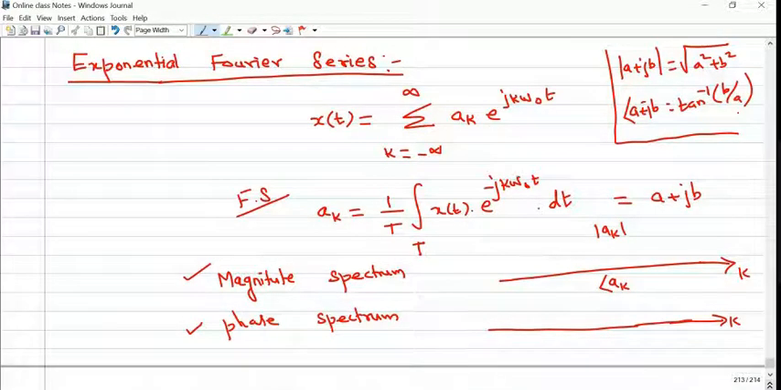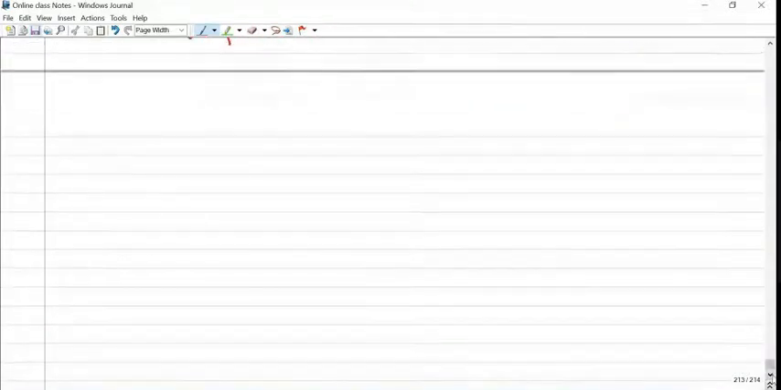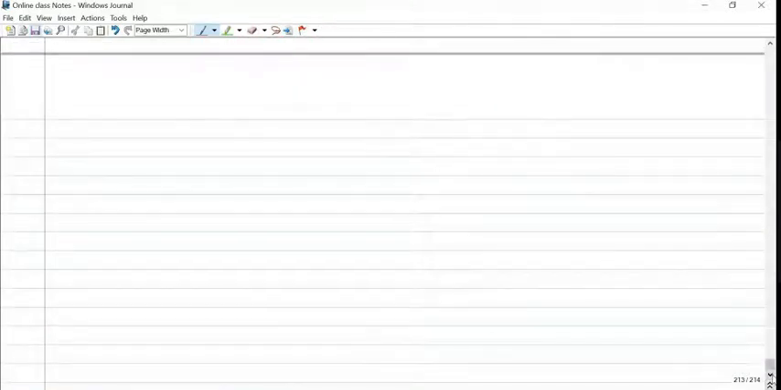So in exponential Fourier series problems, for some problems, we are going to find out ak and the x of t expression, and in addition to that, the magnitude spectrum for ak and phase spectrum for ak. Okay. So first problem in exponential Fourier series.